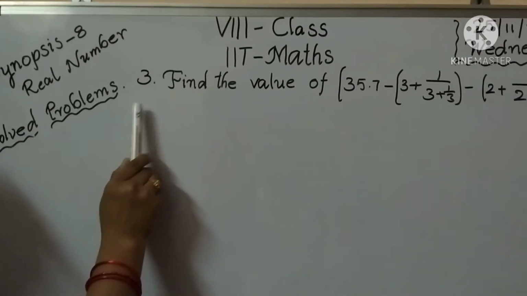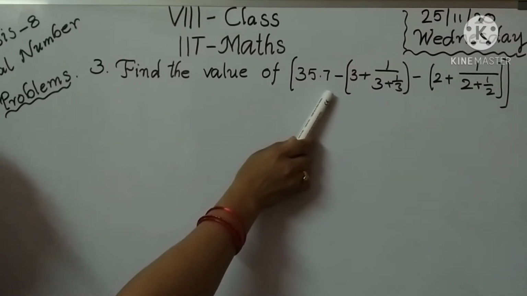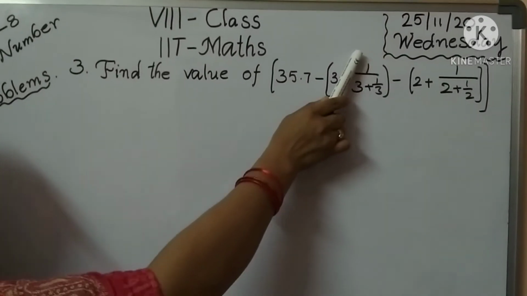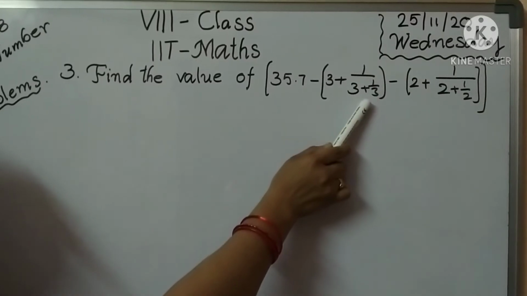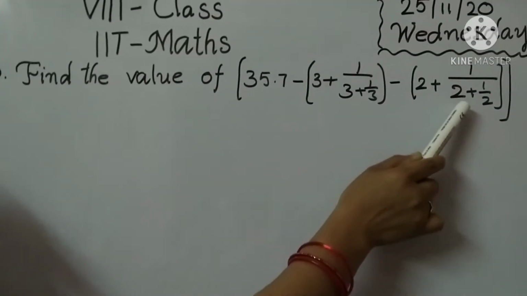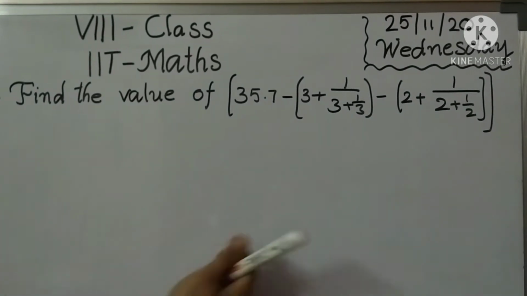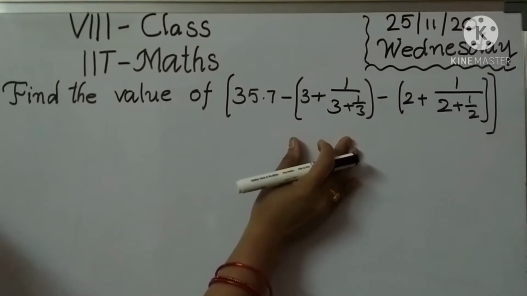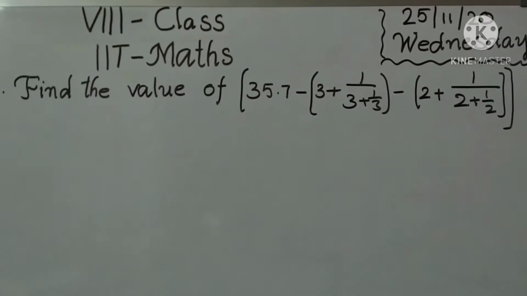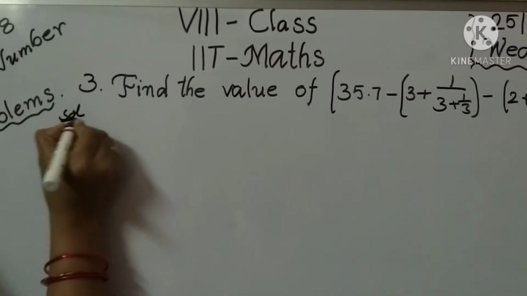Next, third problem. Find the value of 35.7 minus 3 plus 1 by 3 minus 2 plus 1 by 2 plus 1 by 2. Okay children, so these are very clumsy numbers. So we should write here the simplest form. Solution.